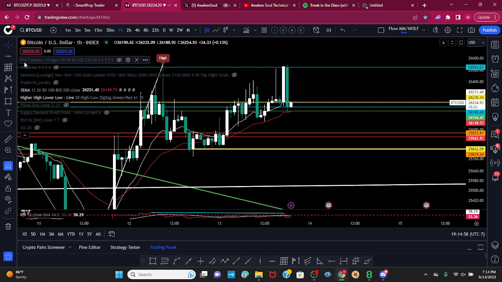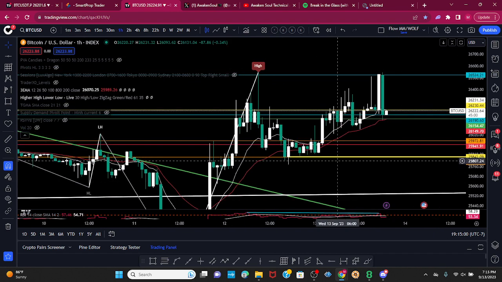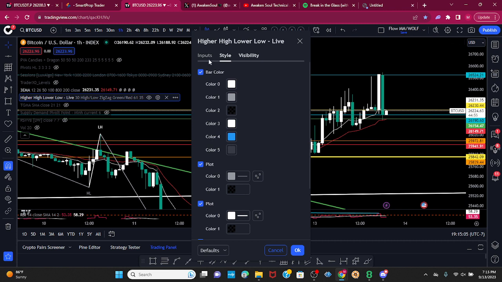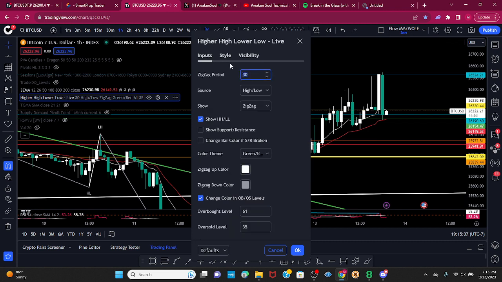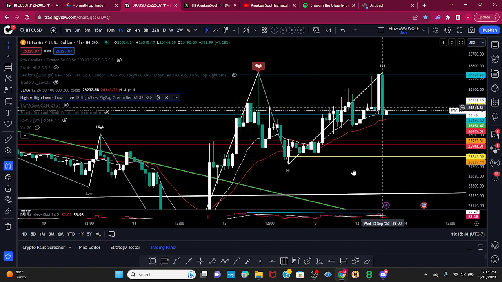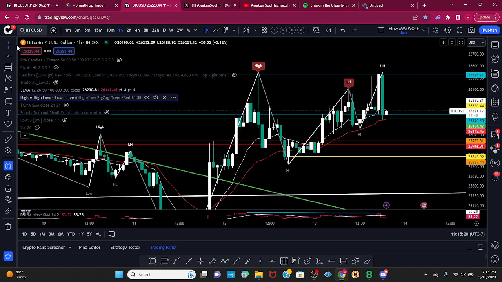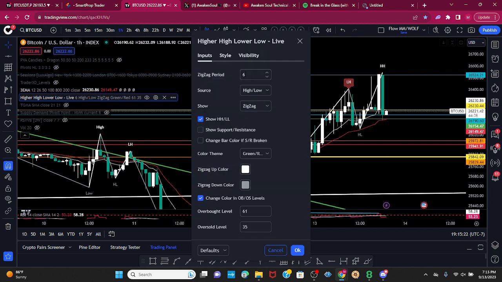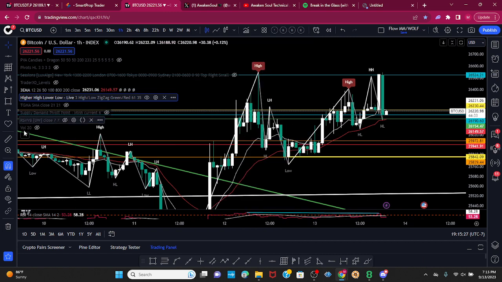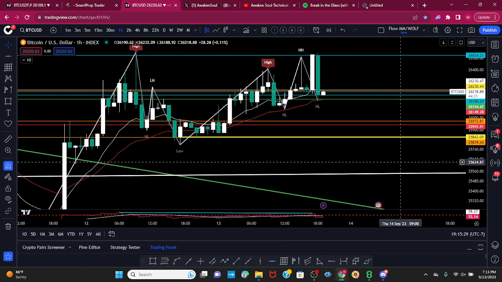So back to our contraction phase. What pattern do we see? It's kind of hard to see a pattern, but that's why we use our higher high, lower low, just to connect some trend lines. So I'm going to go down to the, I think 15. Let's try 15. I want to see a couple higher highs. A little bit more. Let's try a 6. Okay, maybe a 3. Okay, just gonna go with the 3.